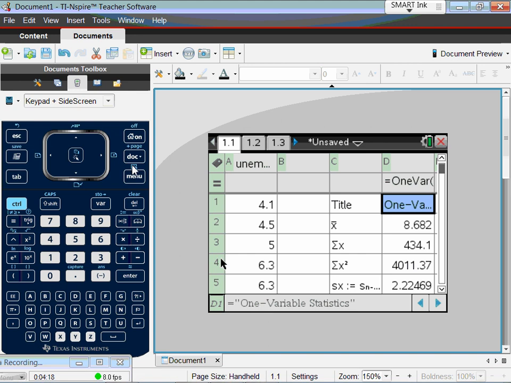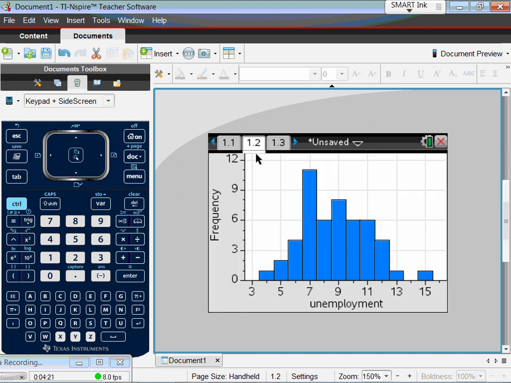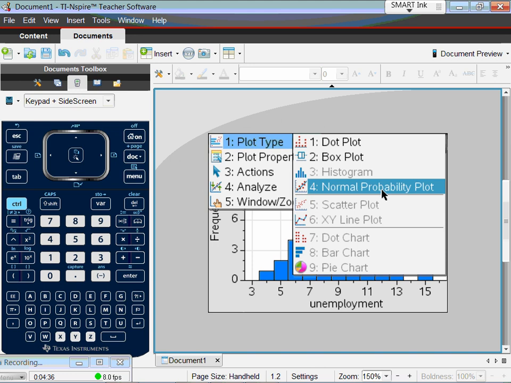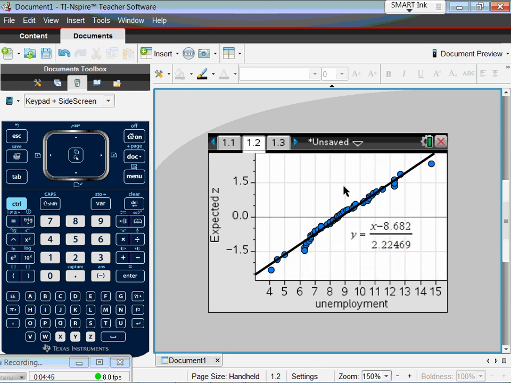Everybody go to your calculator, go back to your histogram. Get back to your histogram and go to Menu, Plot Type, and go to what's called the Normal Probability Plot. You get the data points plotted against the z-scores. The more linear it is, the more normal it is. So is this data normal? Yeah, it is fairly linear, okay?